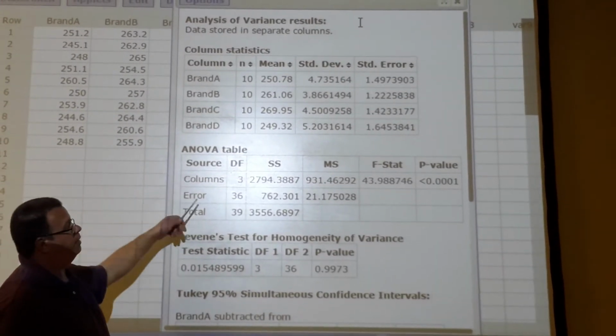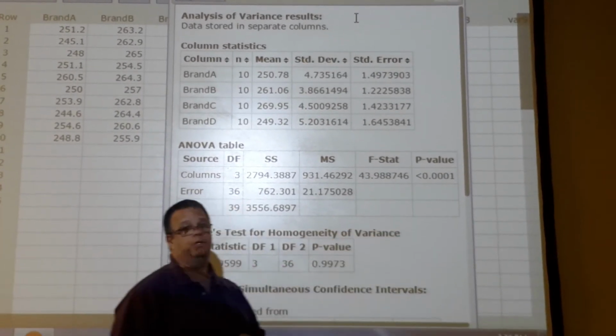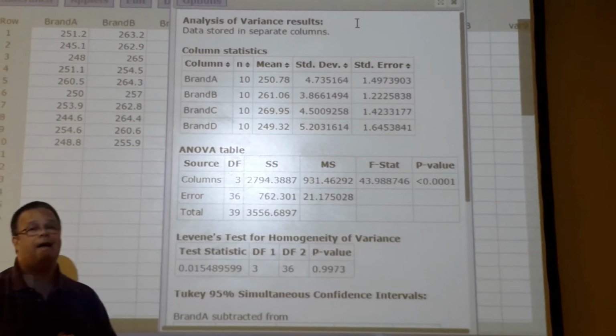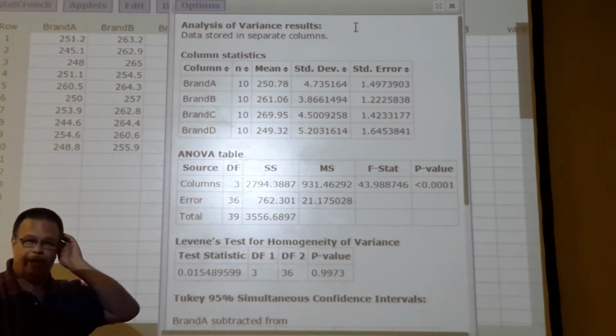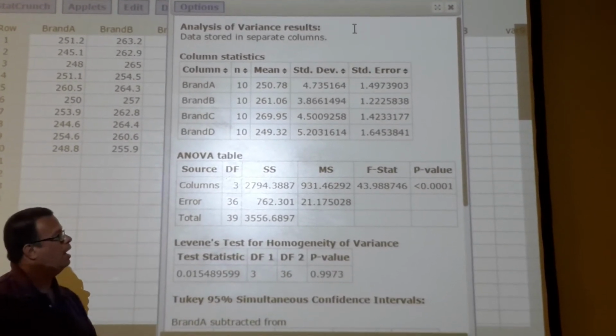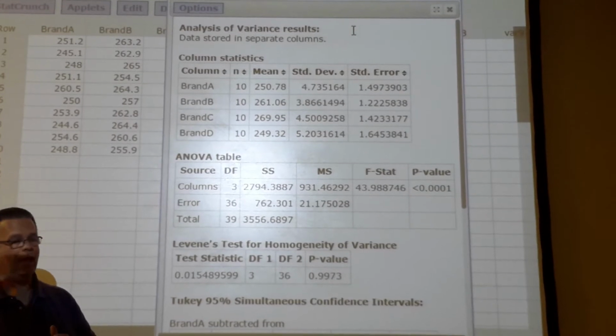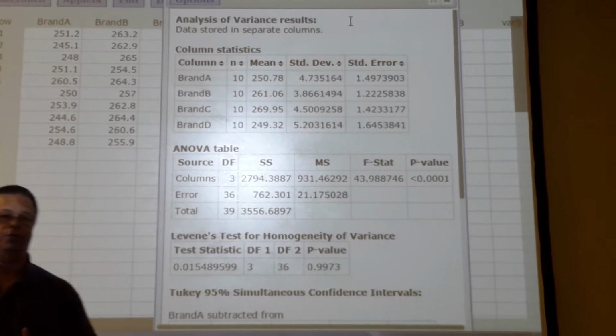This next table gives us that answer. We look at the p-value, less than 0.0001. We do have a significant result. We can reject the null and conclude that there is a significant difference among how far these different brands fly. What we don't know yet is exactly where that significant difference is.